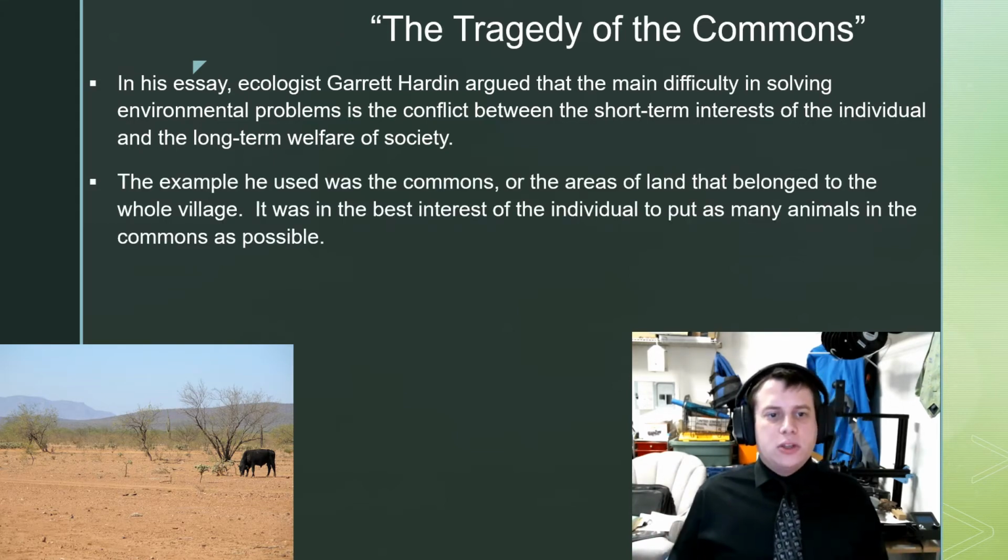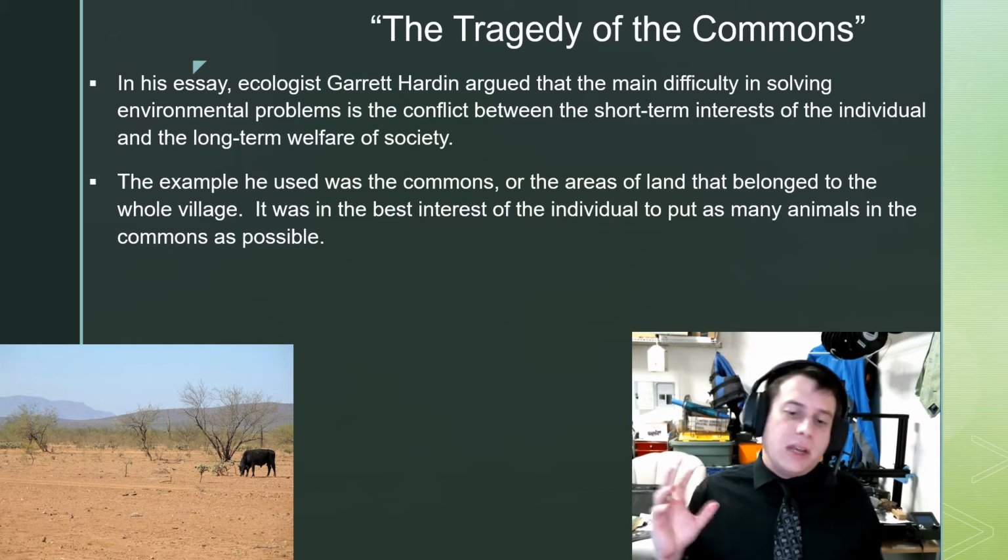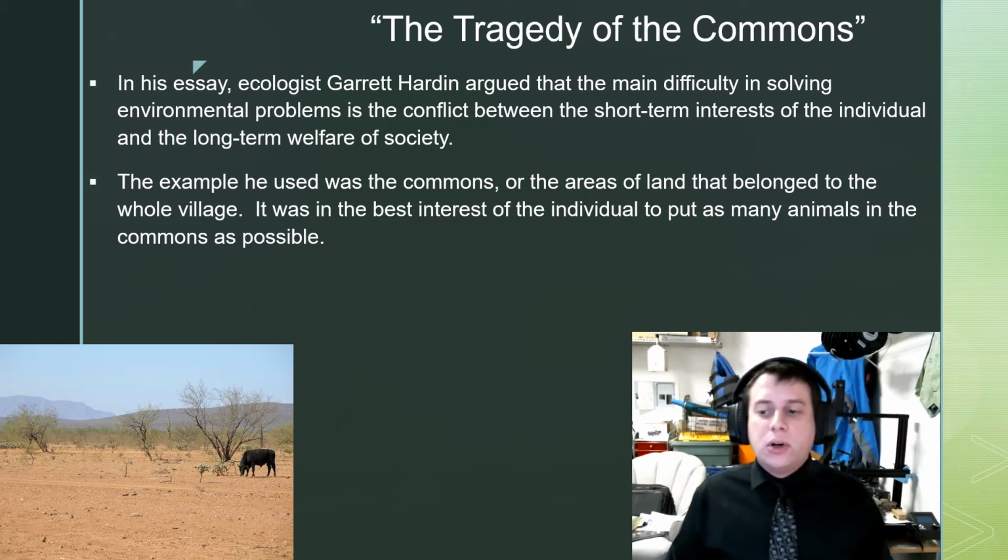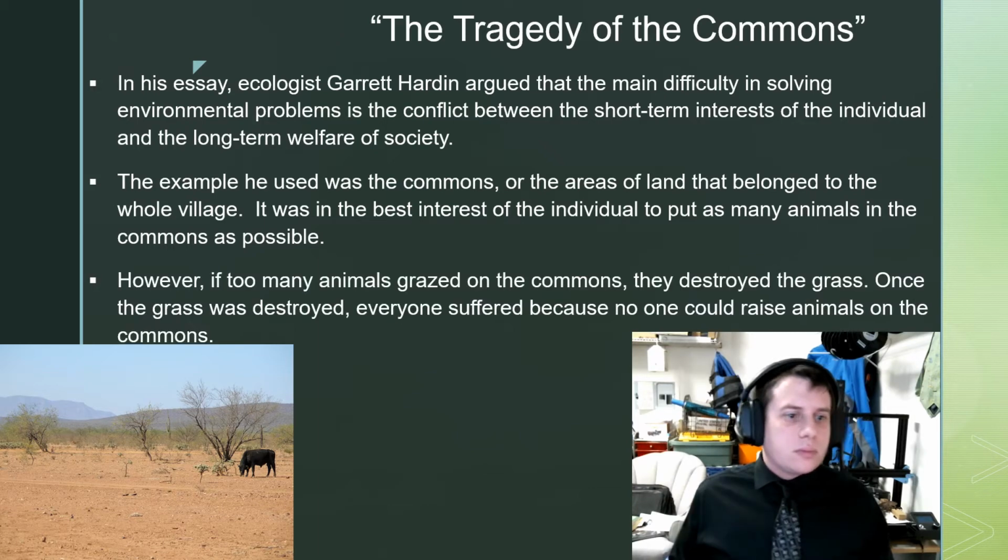The example he used was this concept called the commons, which was an area of land that belonged to a whole village, and people would graze their animals on this common land. It was in the best interest of one person to put as many of their own animals on that land as possible because they didn't have to pay for the upkeep of the land. It just kind of took care of itself, and that's the idea there.